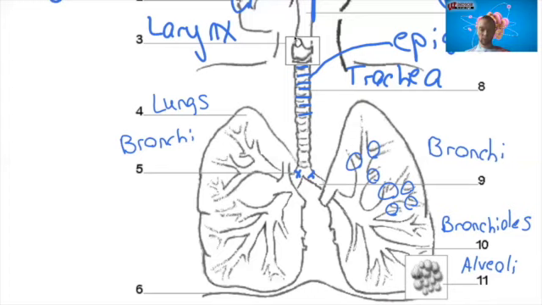Okay. And then lastly, number 6, it's probably the only bad part about this diagram, is your diaphragm. Your diaphragm is this really thin muscle along the bottom here that helps you inhale and exhale. When it goes up and down, it actually causes your lungs to open and close.